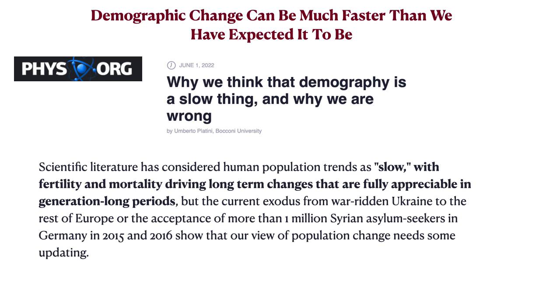And then I'll note just a couple more slides here showing that demographic change can be much faster than we have expected it to be. Here's an article from physics.org from a few years back: why we think demography is a slow thing and why we are wrong. The scientific literature has considered population trends as slow, with fertility and mortality driving long-term changes that are fully appreciable in generation-long periods. But the article goes on to say that no, it can happen fast.